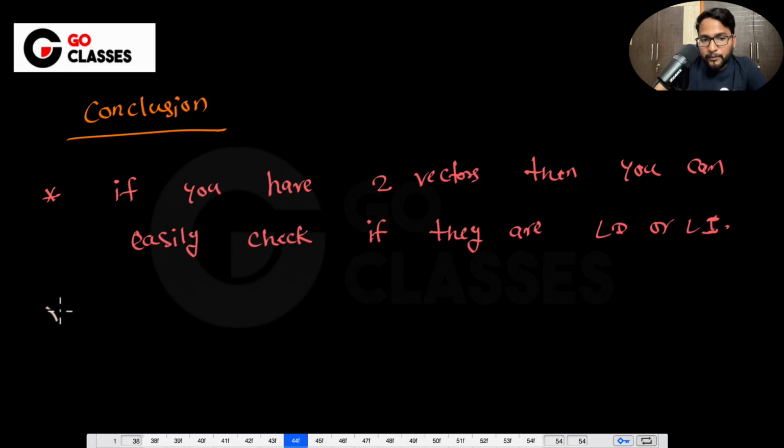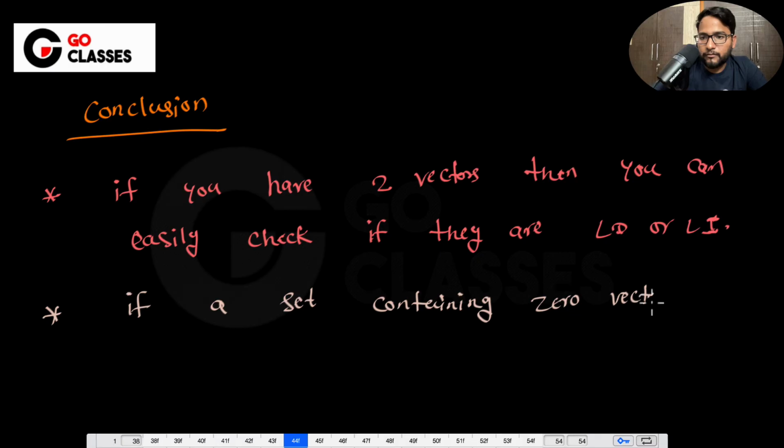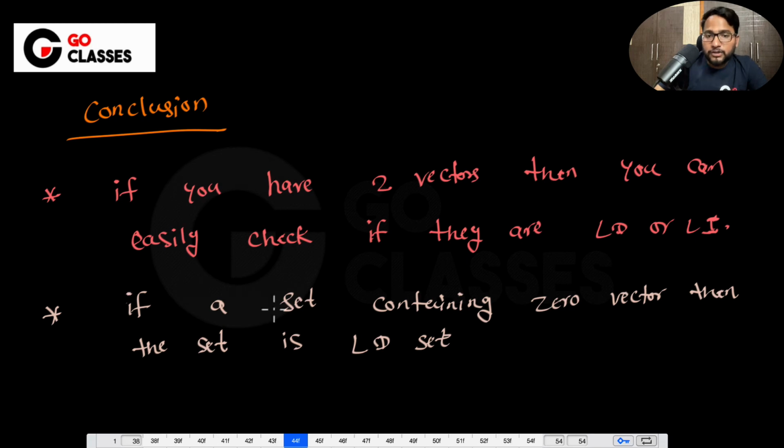Okay. Second point is that you know that if a set contains the 0 vector, then the set is a linearly dependent set, right? That's another point that you know. So these are the 2 points which you have understood.